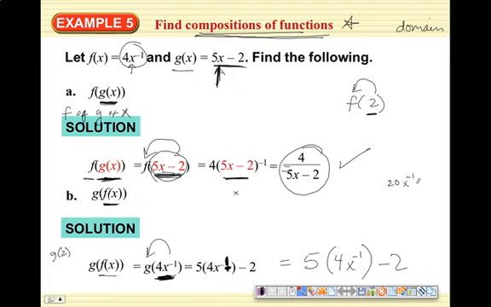X to the negative 1 minus 2. X to the negative 1, we're going to flip that. We're going to put x on the bottom row, right? So 20 on top, X flipped to the bottom, to the positive 1 minus 2. There you go. That's all you can do with that. You can't simplify that. That's it. Here's the answer to g of f.